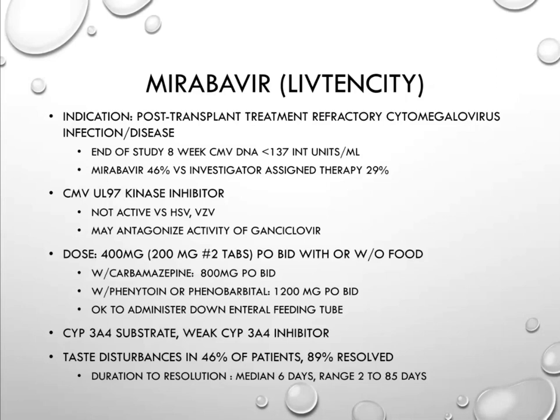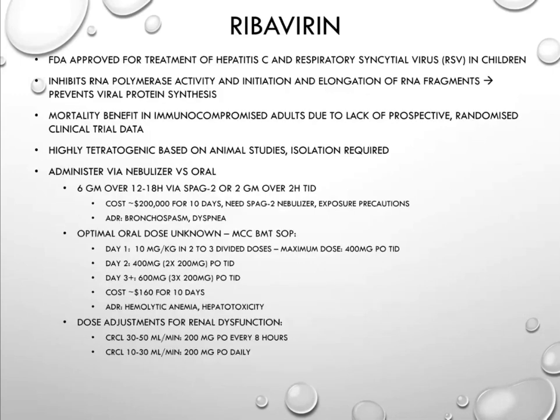It's available orally, 400 milligrams twice a day with or without food. Higher doses are needed in combination with carbamazepine, phenytoin, or phenobarbital. It can be administered down an enteral feeding tube. It is a 3A4 substrate. It's a weak 3A4 inhibitor. Taste disturbances are the major complaint in about 46% of patients, and they do resolve after discontinuation in about 89% of patients. Usually it takes about 6 days to resolve, but a range of 2 to 85 days has been reported.